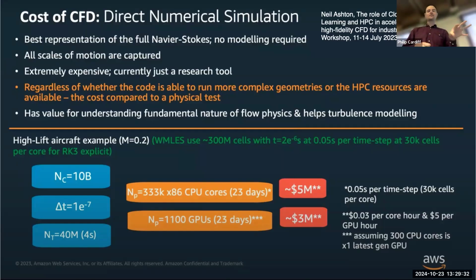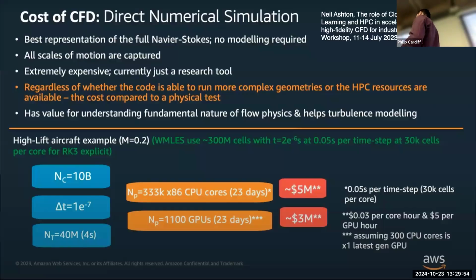So in practice, maybe 10 years ago, DNS was not something that could be used in engineering. It was just a scientific toy to play with to understand the fundamentals of turbulence in a box. But now, essentially, with Moore's law, things are exponential. We're approaching it. So maybe in 10 years, DNS will be used for things like that. But at the moment, it's incredibly expensive.